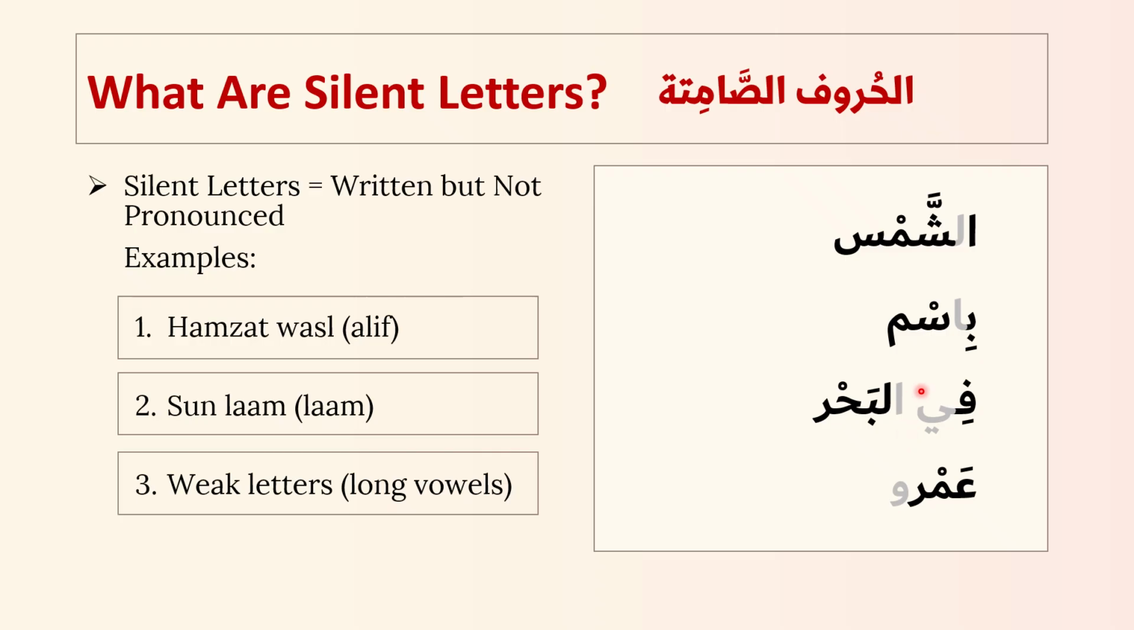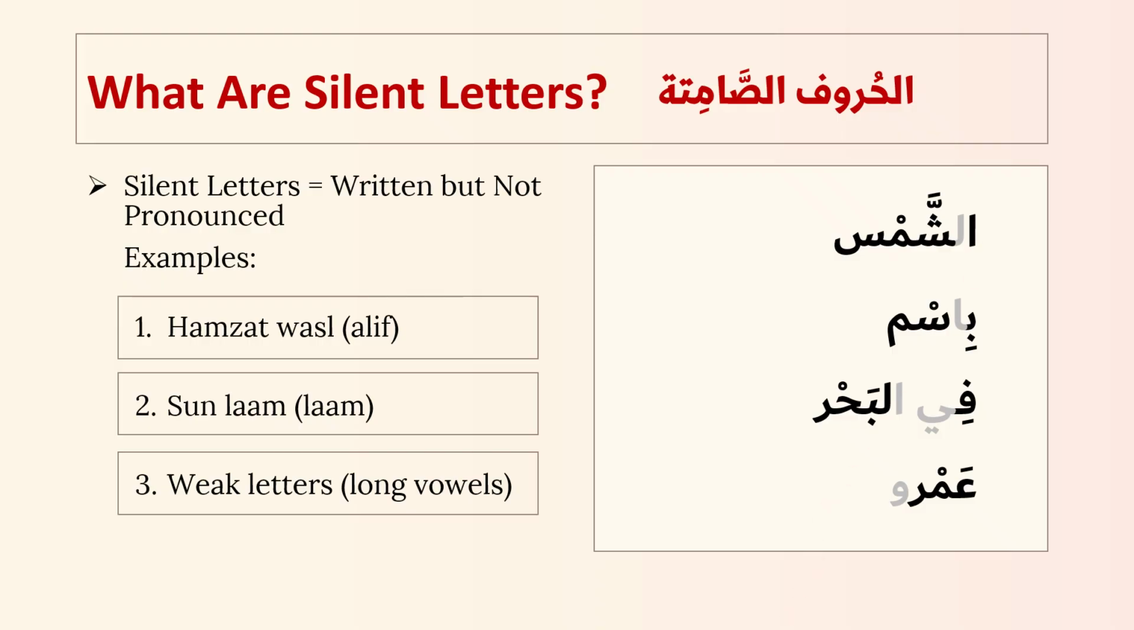So what will happen here is we're going to read the first and jump from the first letter to the fourth letter. So we're going to say fil bahr. These two letters are silent here. And the last word amr, the waw is totally silent. Okay, so these here are examples for silent letters.